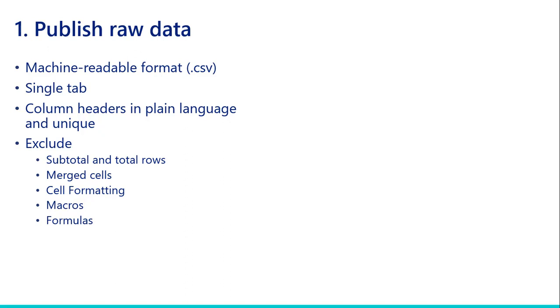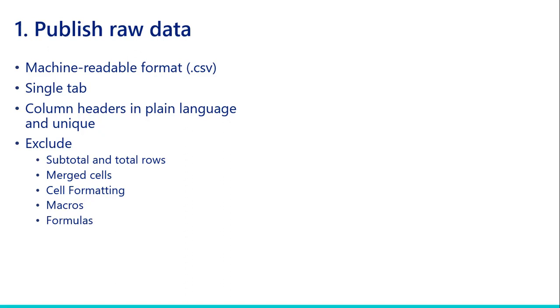Your data should be in a machine-readable format. CSV is the most common and the preferred format. The ODP will only upload the first tab of your file, so best practice is to only have one tab in the file so you are certain that the correct information is being uploaded. Your data should have one and only one header row containing your column names. Be sure column names are in plain language and easy to understand for data consumers. Each column name should be unique.